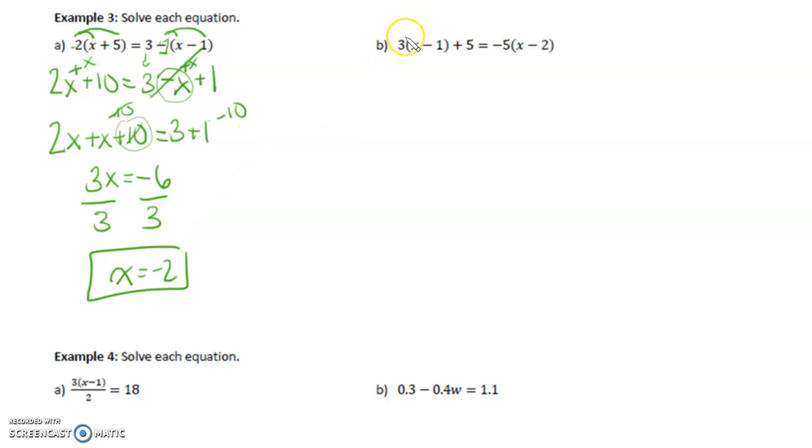Okay, same idea for b. Let's distribute the 3 into the bracket, and then the negative 5 into this bracket. So 3 times x is 3x, 3 times negative 1 is negative 3, bring down the 5, equals negative 5 times x, and then negative 5 times negative 2.